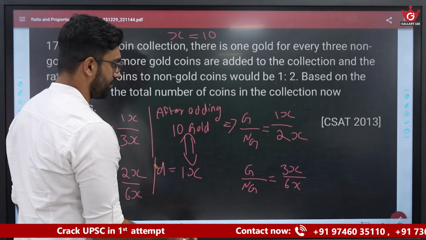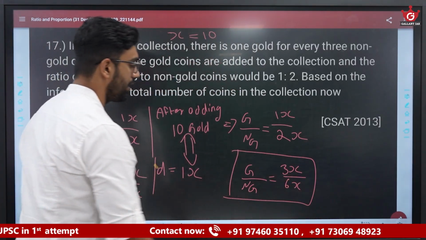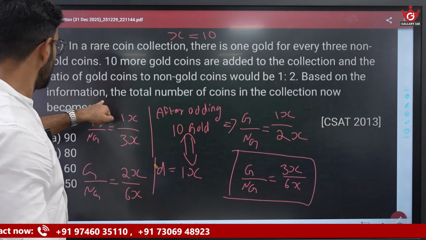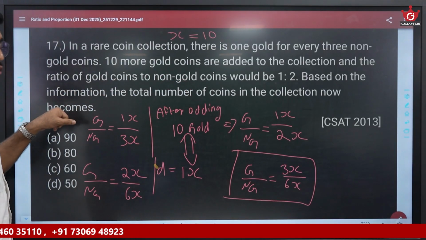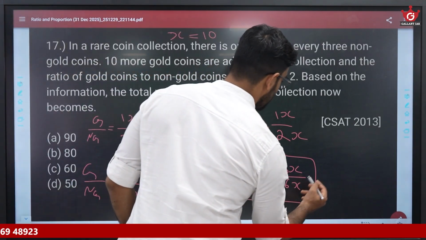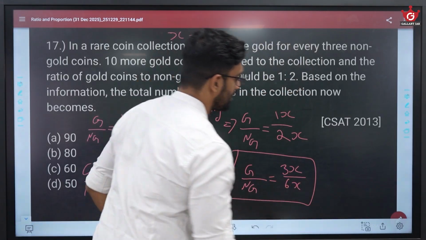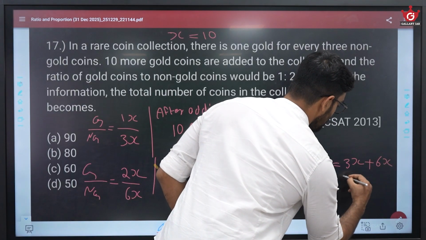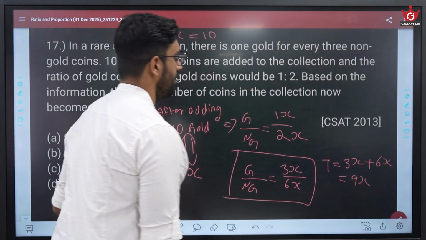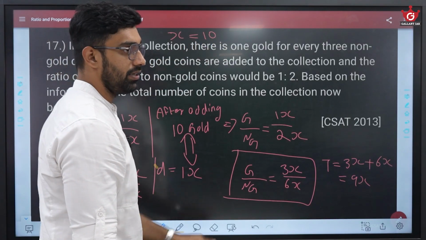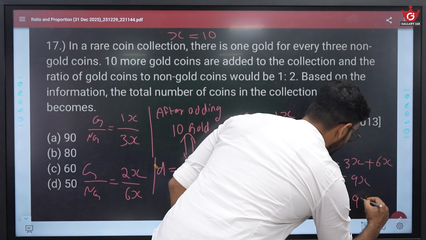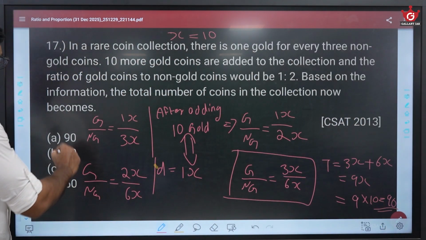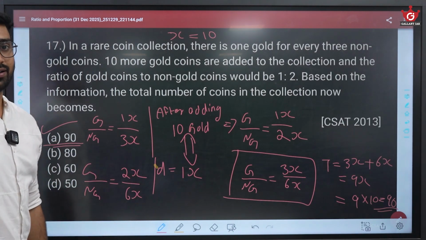Now in this new condition, they ask for the total number of coins in the collection now. So the total number of coins is given by 3x plus 6x, which is equal to 9x, and the value of x is 10. So 9x is equal to 9 into 10, which is equal to 90. So the correct option is option A, 90 is the correct answer.